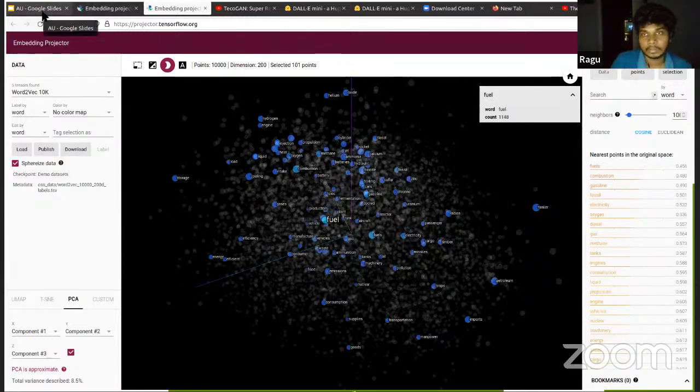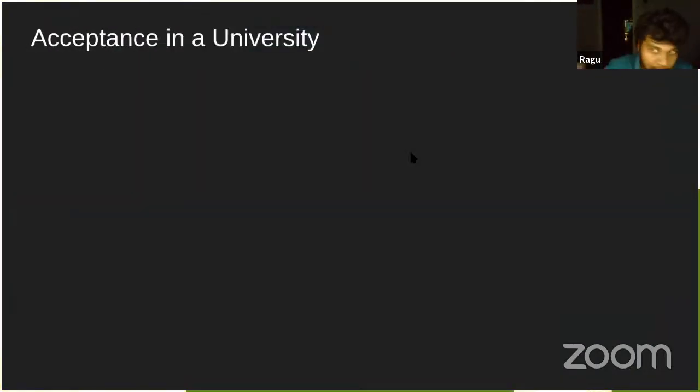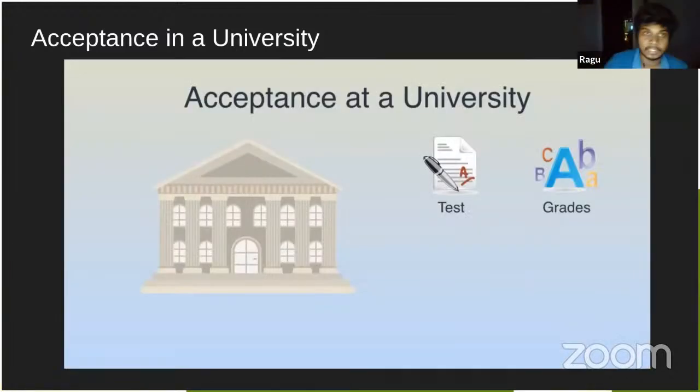Okay, if we go back to that. We will look into another machine learning algorithm by looking into how a student is accepted into a university. For example, if you want to get into IIT, you have to have a really good 12th score and also a good JEE score. So these are the two factors. By having these two, you can state whether this person can get into that university or not.